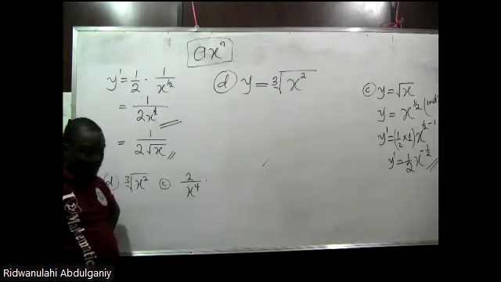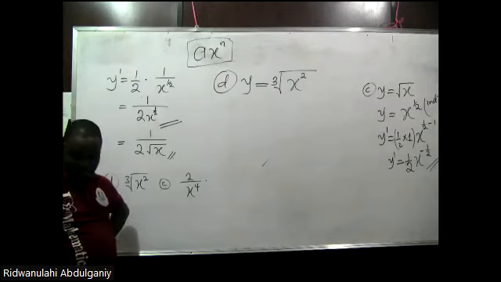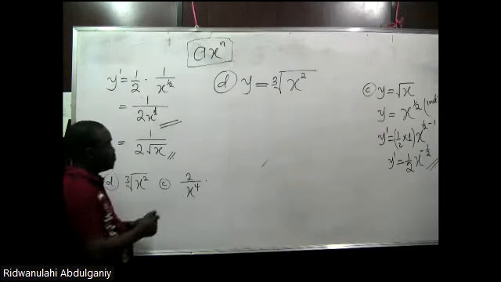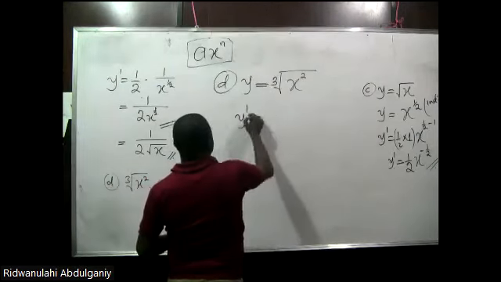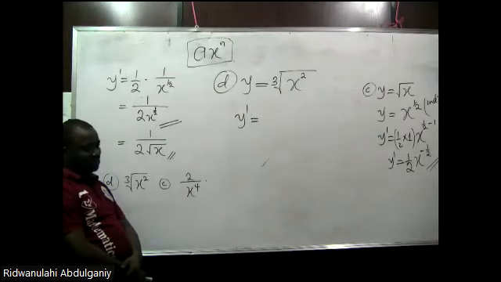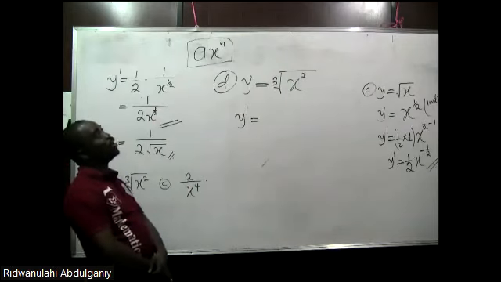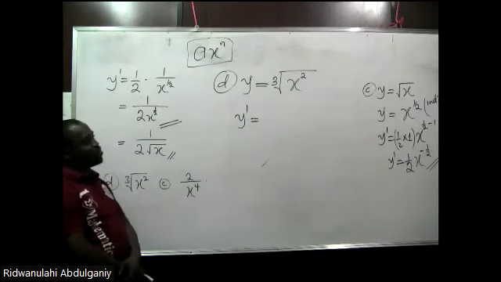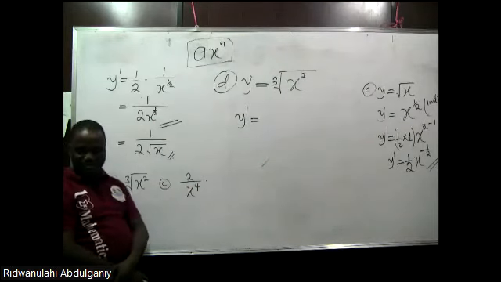Attempt it, please. So we have y prime equal to x squared times 1/3. Where did you get your 1/3? From the cube root, sir. From the cube root. Okay.